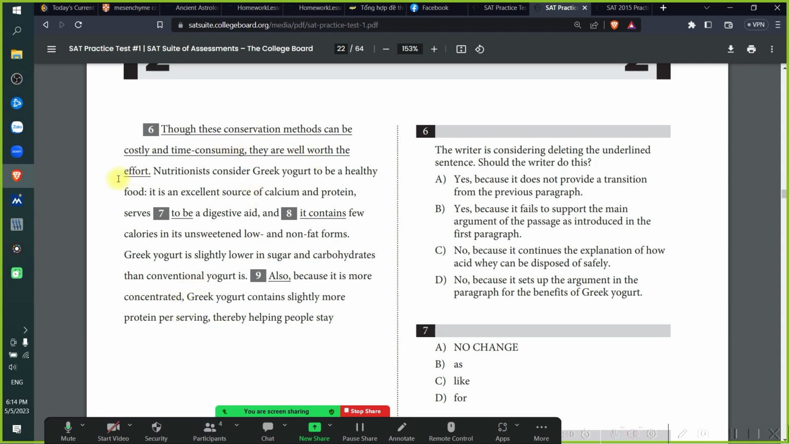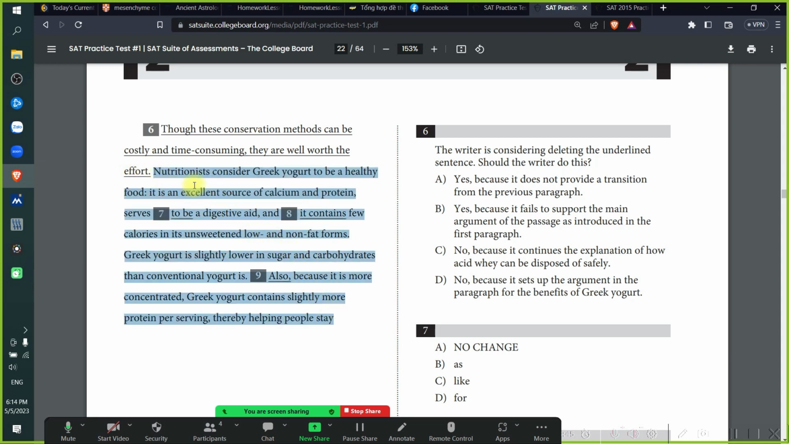So why are they worth the effort? So they start to give arguments to support why they're worth the effort here about the health benefits.